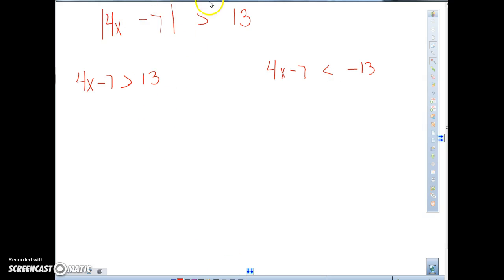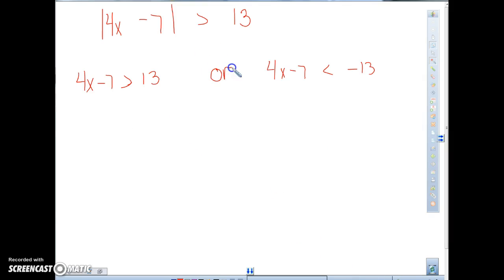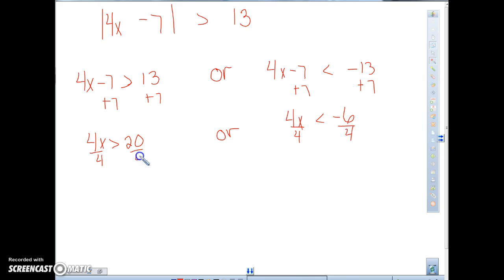This was an absolute value with a greater than. If we go back to this screen, it's absolute value with a greater than sign, so it has to be an OR statement. So you would come down here and write an OR statement, and then you're going to solve both of them. You're going to add 7. So you have 4x is greater than 20, or you'll add 7 and 4x is less than negative 6. You'll then divide by 4 on all of them. So x is either greater than 5 or x is less than negative 3 over 2. So now let's put this on a number line.